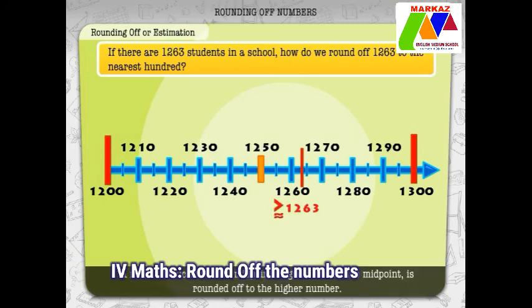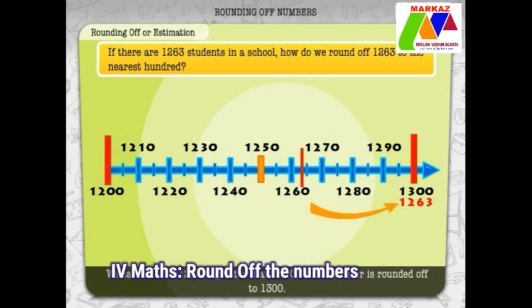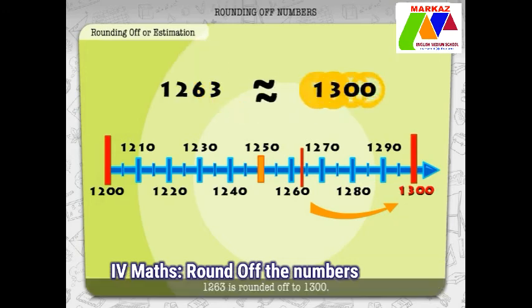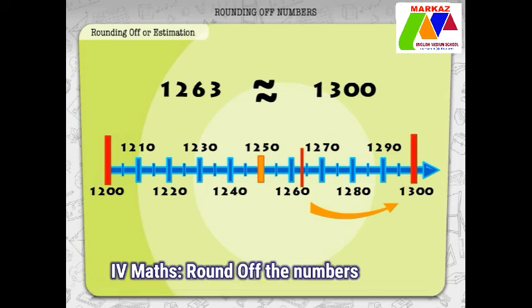A number which is at the midpoint or greater than the midpoint is rounded off to the higher number. We can see that 1,263 is greater than 1,250. So, the number is rounded off to 1,300. Thus, 1,263 rounded off to the nearest 100 is equal to 1,300.